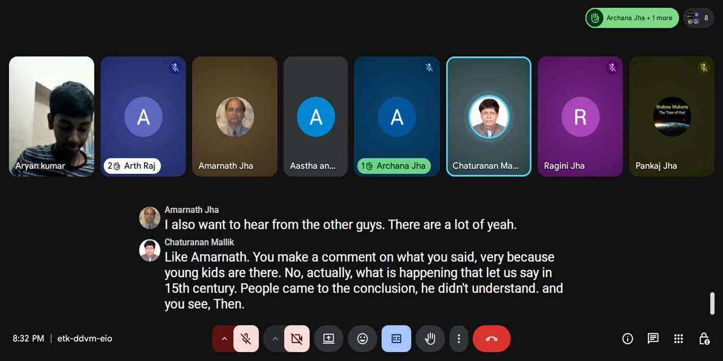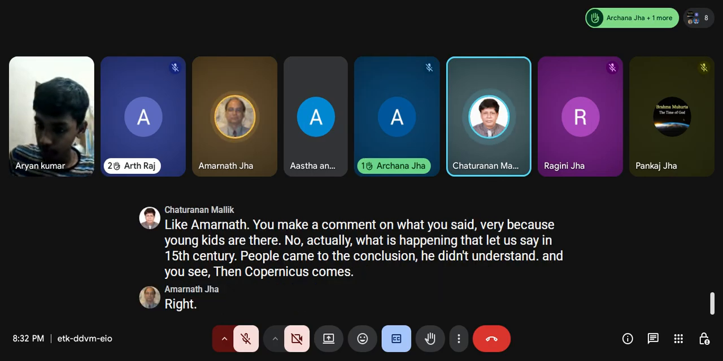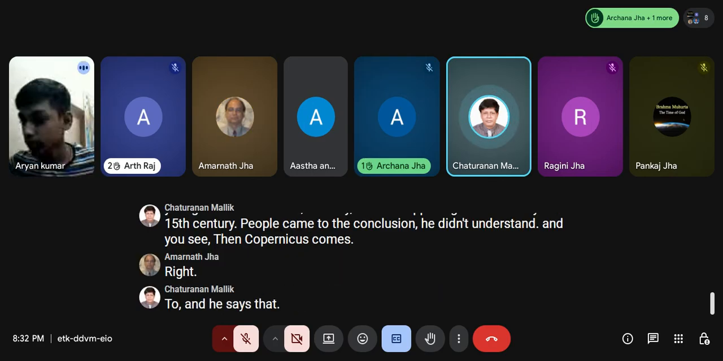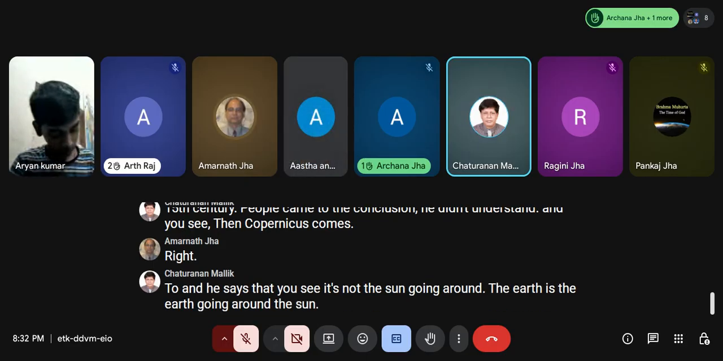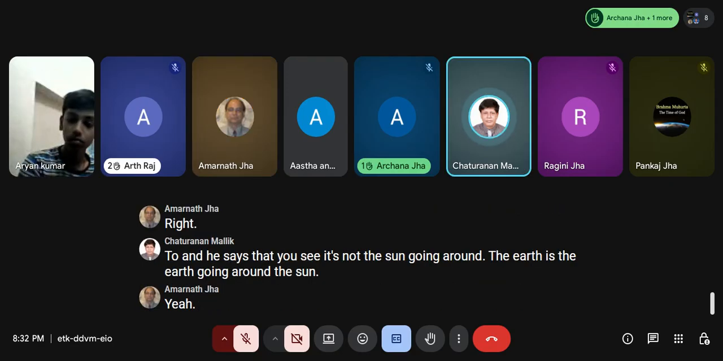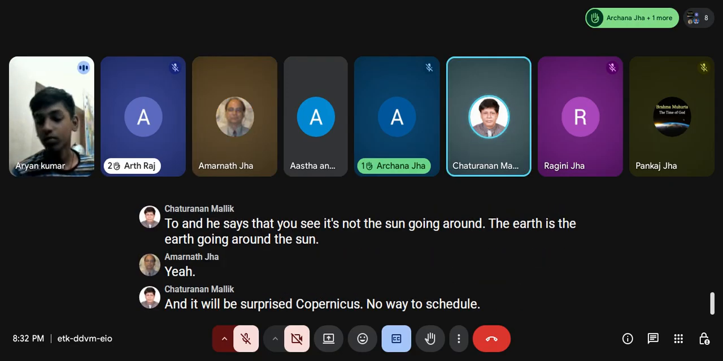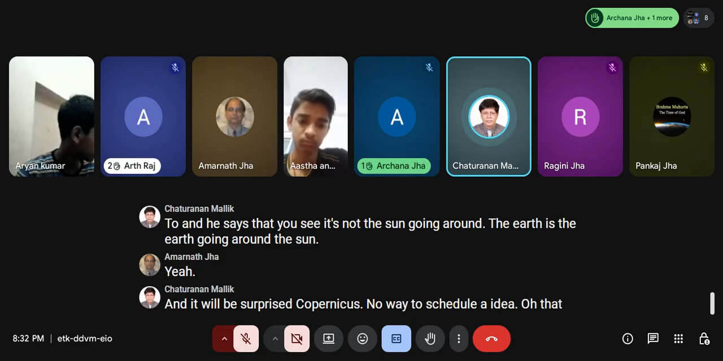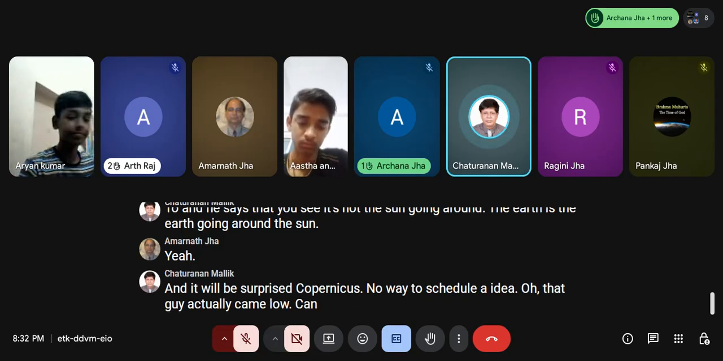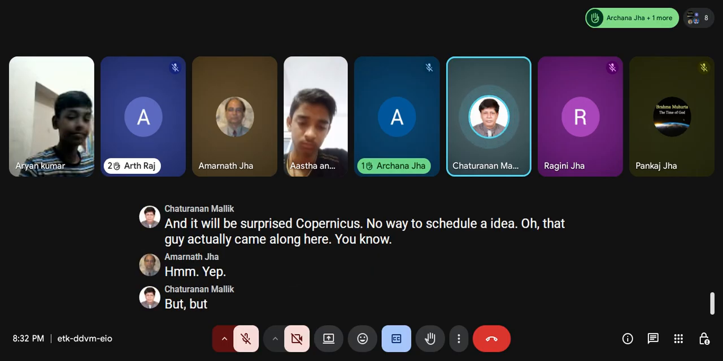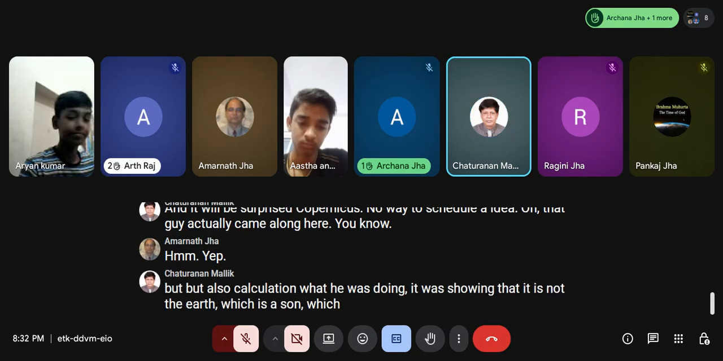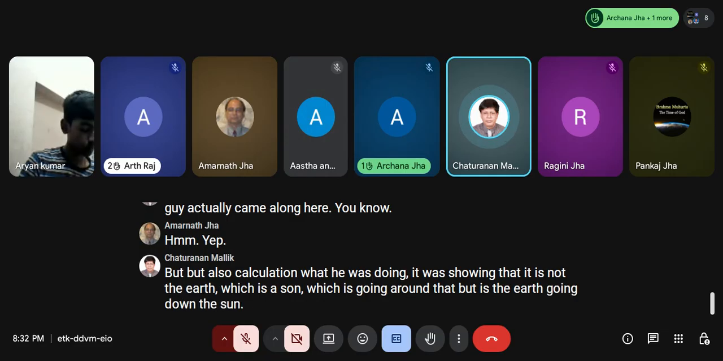And you see, then Copernicus comes, right? And he says that it's not the sun going round the earth, it's the earth going round the sun. You'll be surprised, Copernicus, जब उसके दिमाग में ये आइडिया आया तो वो डर गया एक्चुअली कि हम लोगों को कहेंगे तो लोग हमको मारेंगे. So he expressed it, you know. But वो जो calculation what he was doing, it was showing that it is not the sun which is going around the earth, but it is the earth going around the sun.